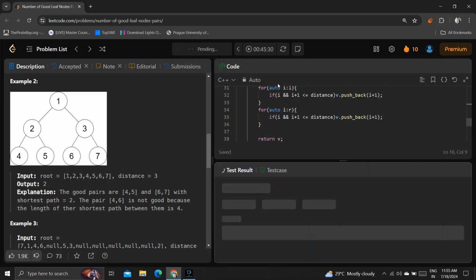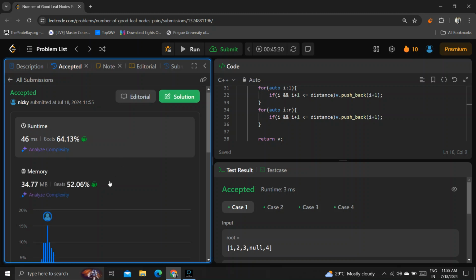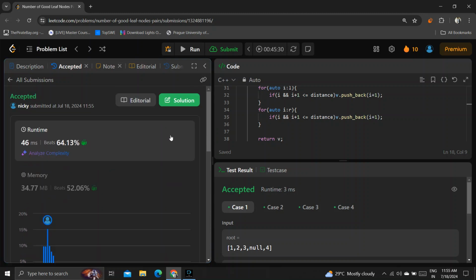Now if I run this particular code, yes, it is running fine. And if I submit it, yes, it is accepted. So hope you have got the solution.